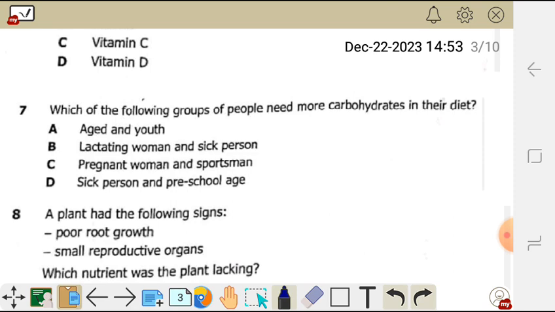For the fetus to grow, energy is needed for the cells to differentiate and proliferate. Also the movement of blood to be pumped by the heart to the fetus, and all those things need energy. But a pregnant woman needs a balanced diet: proteins, iron, vitamins, and even carbohydrates. So the correct answer here is C. Pregnant woman and sportsmen need more carbohydrates. Question 8.